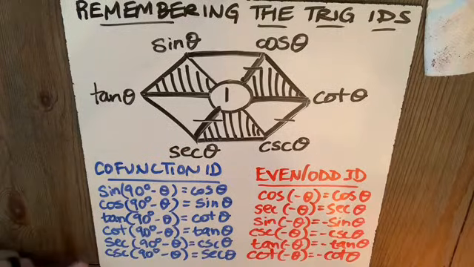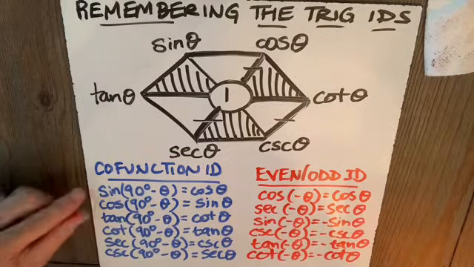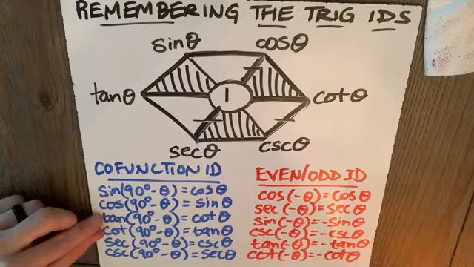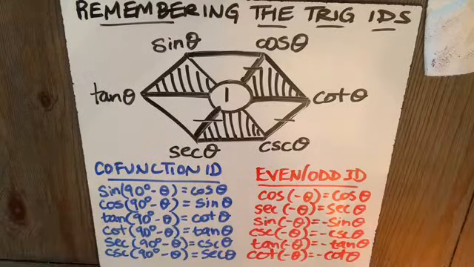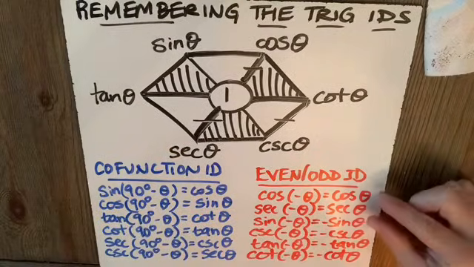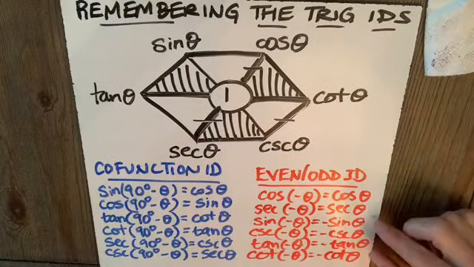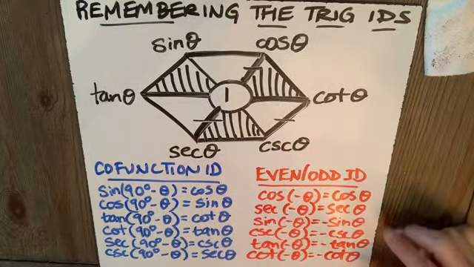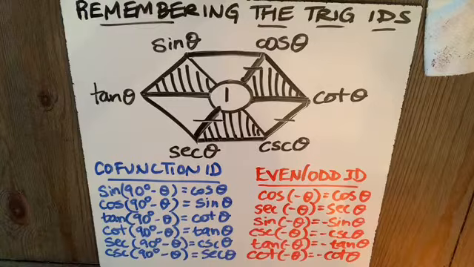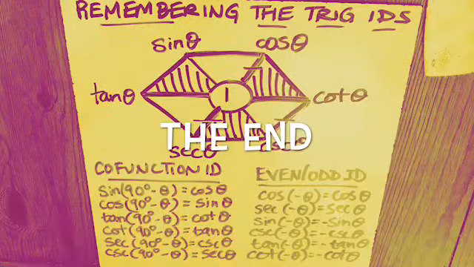Don't forget your cofunction identities. Sine and cosine are linked. Tangent and cotangent are linked. Secant and cosecant are linked. Your even odd identities, well, the only even ones are cosine and secant, and the rest are odd identities. Drink those in with your eyeballs. Know them backwards and forwards, and that will serve you well in the lessons to come.